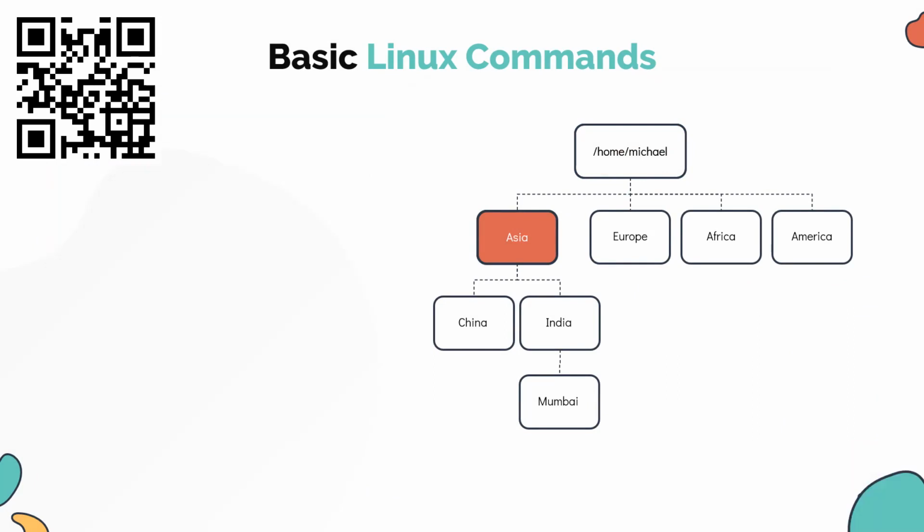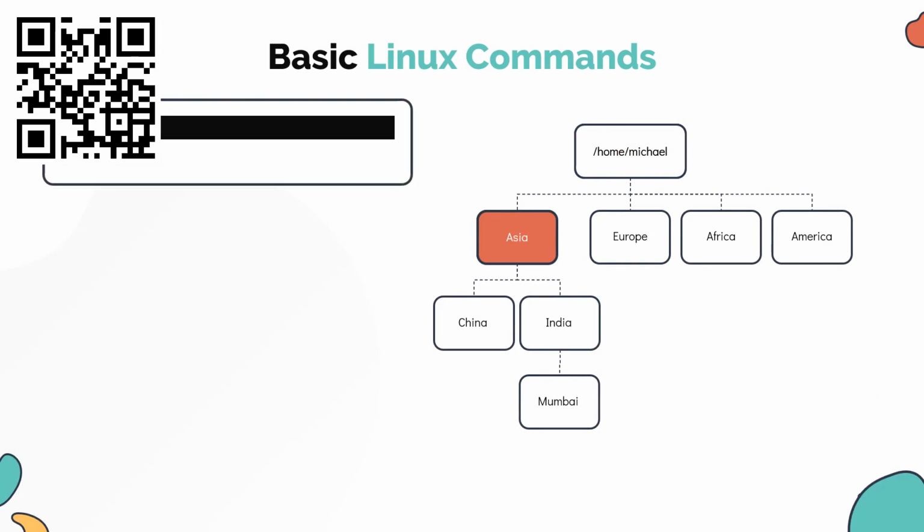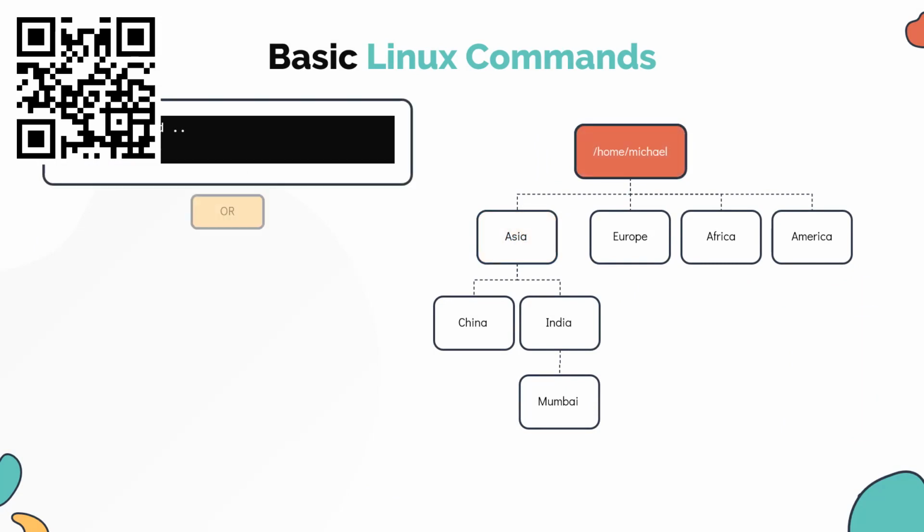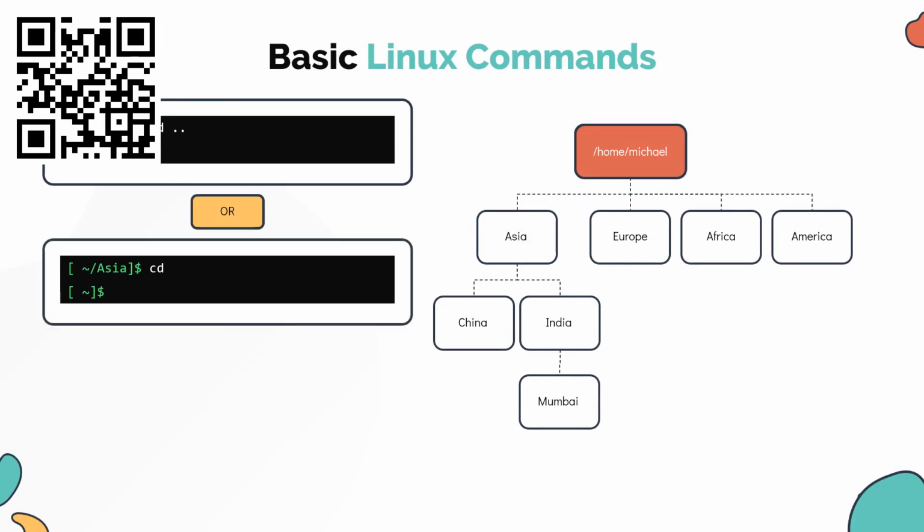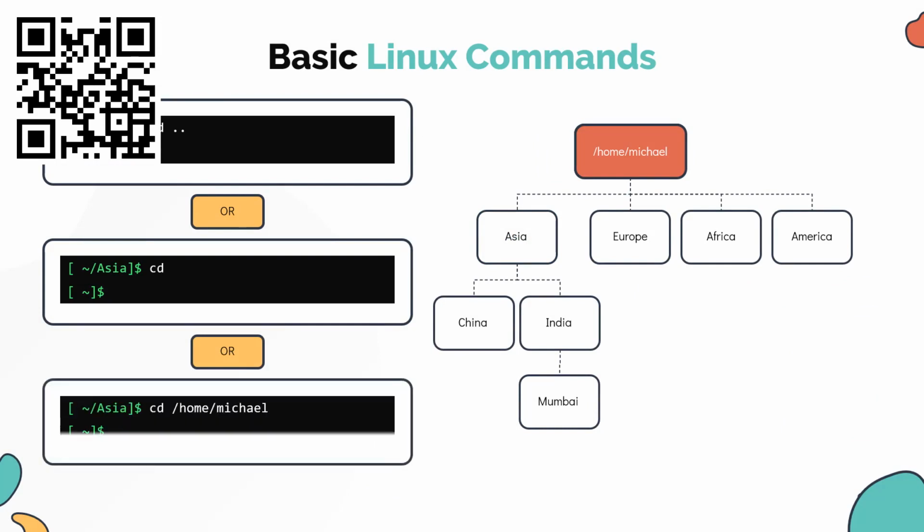Now let's see how to go up a directory to /home/Michael from the directory we are in, which is called Asia. To do this, we can run the cd command followed by 2 dots, or you can run the cd command without arguments, which will automatically change the directory to the home directory from any location in the system. You can also run cd followed by the complete path of the directory, which is /home/Michael. We can now create the rest of the directories using the same steps as before.